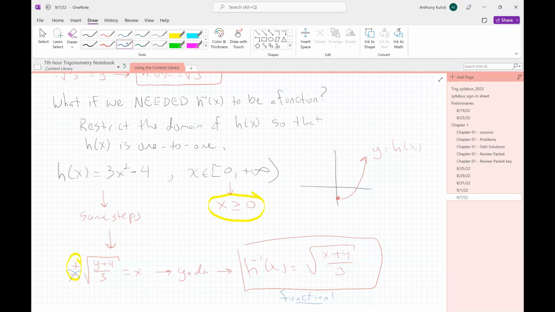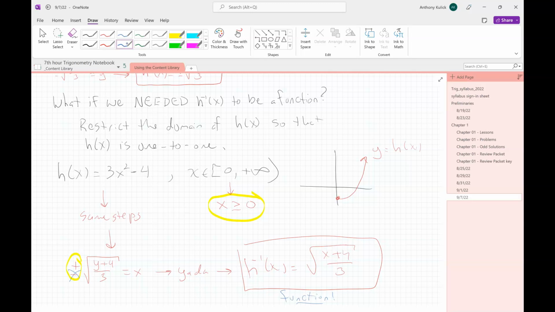Later in this semester, we're going to talk about the trig functions, sine, cosine, tangent. And we're going to talk about the inverse trig functions, sine inverse, cosine inverse, tangent inverse. None of sine, cosine, and tangent are one-to-one. So when we create their inverse functions, we're going to have to restrict their domain, just like we've done here in this example, so that the inverses are functions that we can type into our calculator.